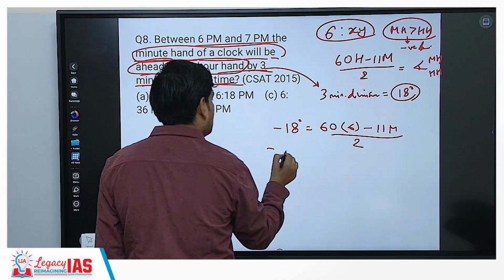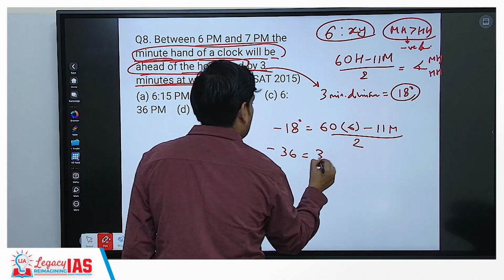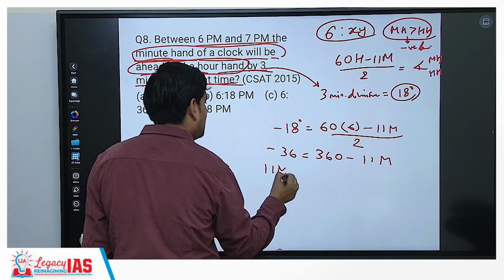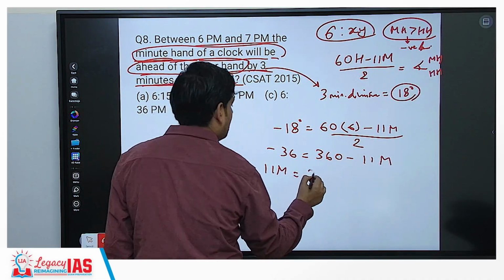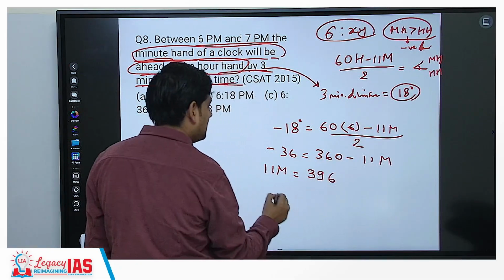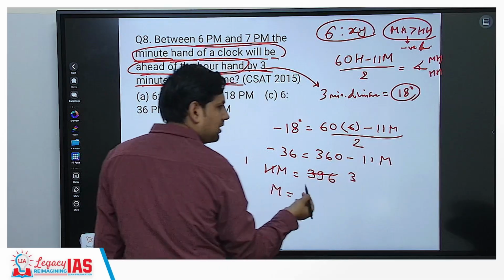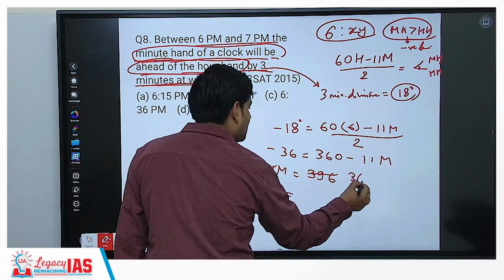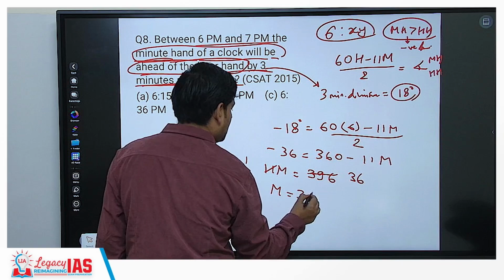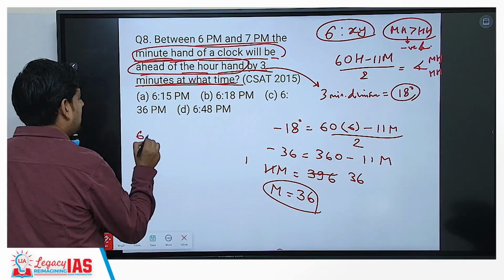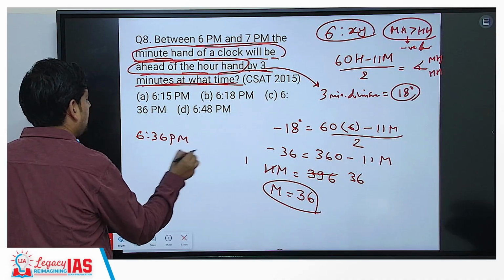This becomes minus 36, 360 minus 11m. You can send minus 11m here. This becomes 360 plus 36, that is 396. How many times this will go? You can calculate them out. 1 time, 3 times with 33, 6 will remain, 6 times with 66. So, this becomes 36. That means the time was 6 hours 36 p.m.